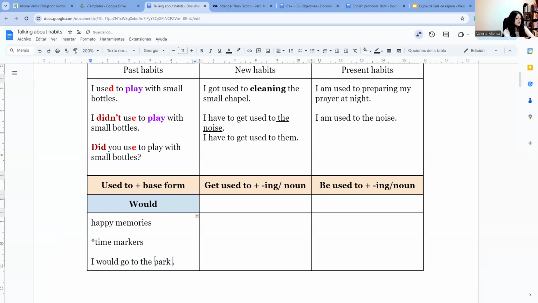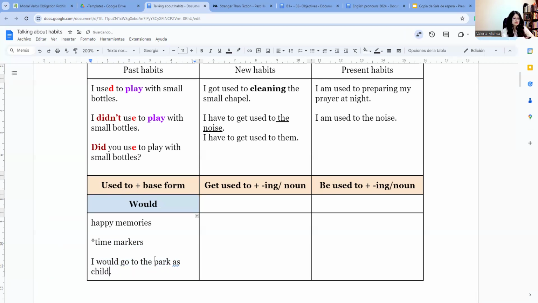So I would go to the park as a child. That makes more sense, okay? As a child. I would go to the park every afternoon, also, to give clearer information, as a child. So what is the time marker here? The time marker is as a child. Even though I'm not expressly saying when that happened, we know that it was in the past because I'm not a child anymore. So you can imagine that that was a long time ago, right?